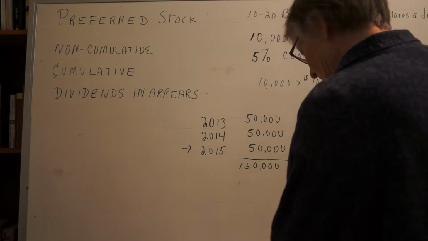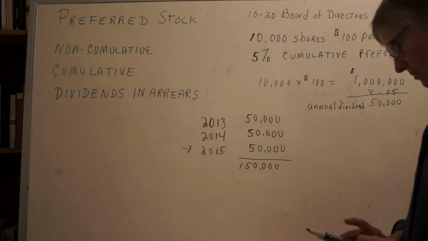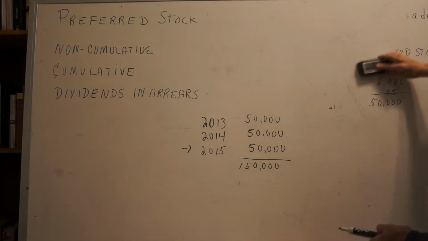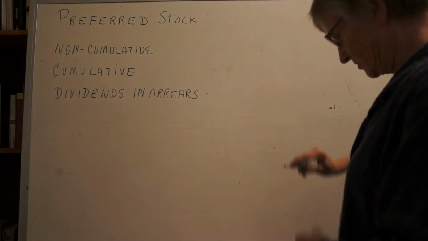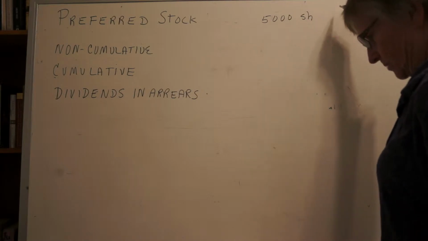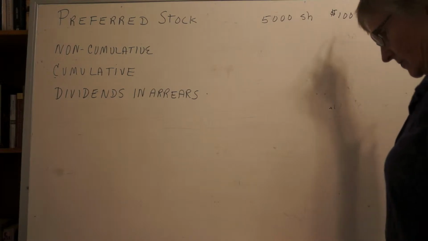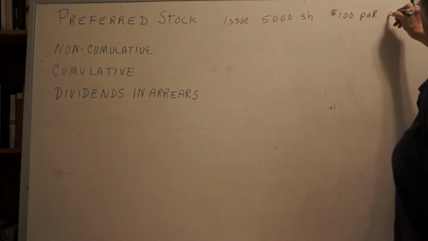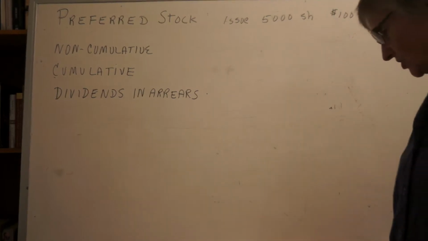Okay, so let's just do exercise 11.6. That's just a quick example of this. The company issues 5,000 shares of preferred stock. This is Garb Inc. They issue 5,000 shares, and the par value is $100, and they issue these shares at $130 per share. That's the market price per share when the stock is issued.